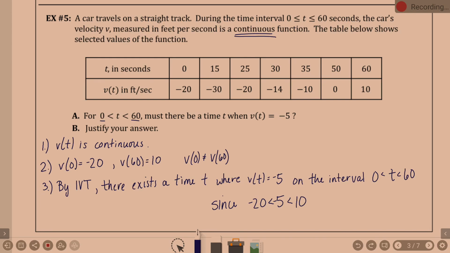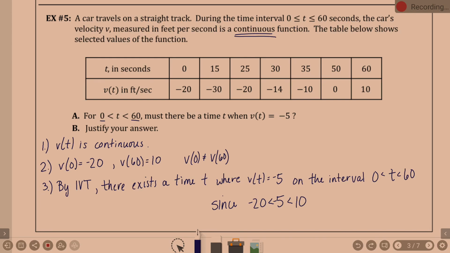Okay, 5. A car travels on a straight track. During the interval 0 to 60 seconds, the car's velocity v, measured in feet per second, is a continuous function. The table below shows selected values of the function. Calc loves tables, okay? It gives a and b, but it's really just the same thing. For the interval 0 to 60, must there be a time when v of t equals -5? What's the first thing we need to check? Is it continuous?